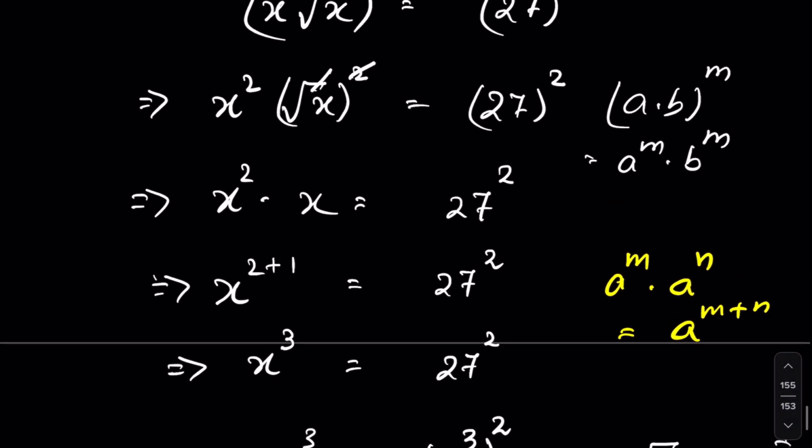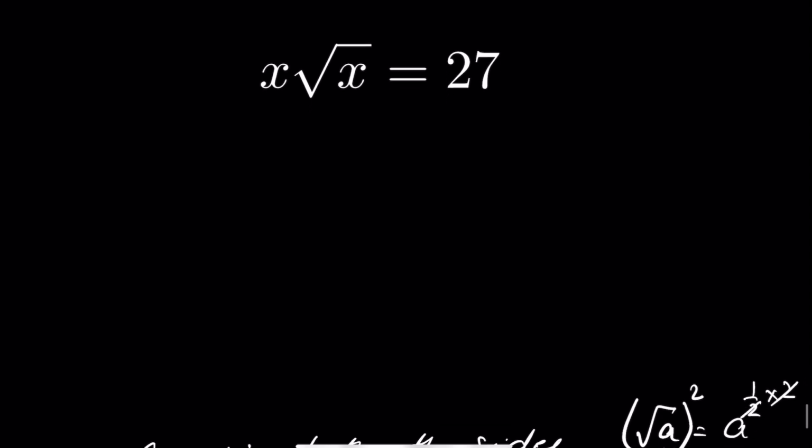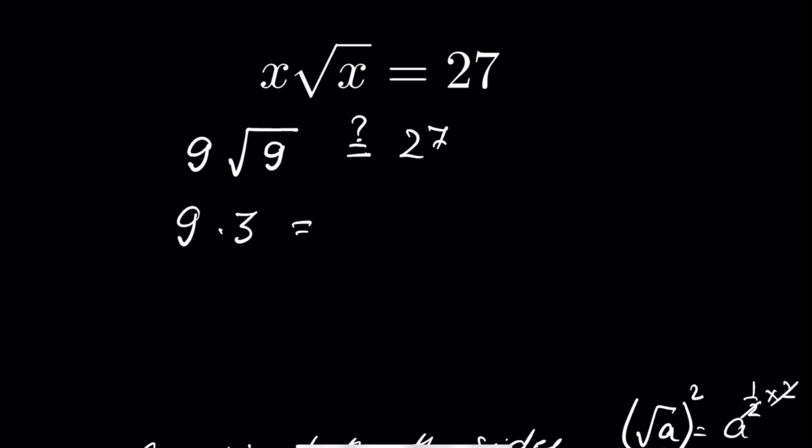Let's verify this answer. We have to check whether LHS is equal to RHS. x is equal to 9 and then square root of x is 3. We have to check whether it is equal to 27. 9 times square root of 9 is 3. So LHS is equal to RHS. Answer is verified. Therefore, x is equal to 9 is our answer.